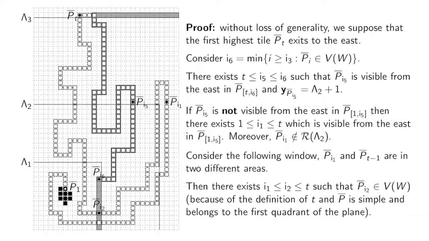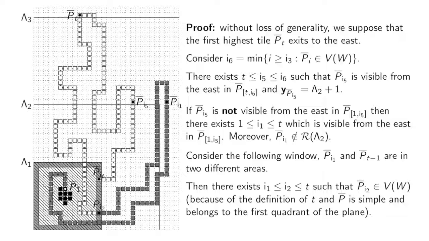This window cannot be crossed by its north side, otherwise it would contradict the definition of the tile Pt. Since the path assembly P is simple, then the window can only be crossed south of the tile Pi6. Thus the window W of the square of width λ1 is also crossed. Then we can define the index I2 as the first time that the path assembly P intersects with W after index I1. Moreover, I2 is less than t.